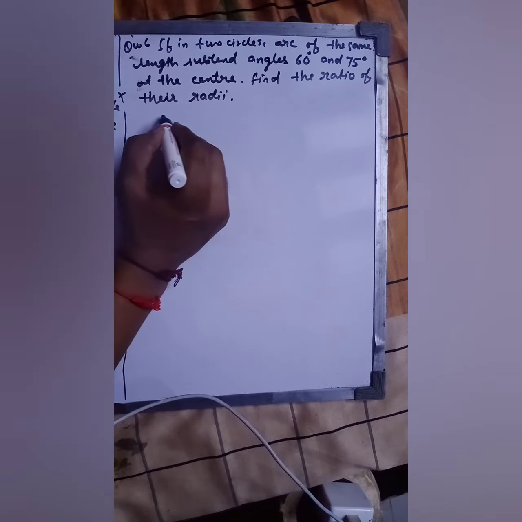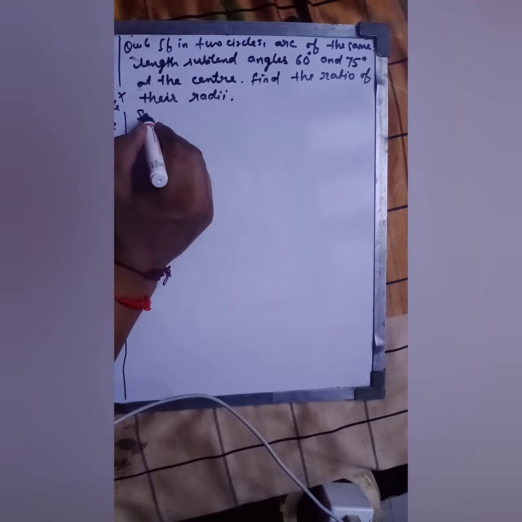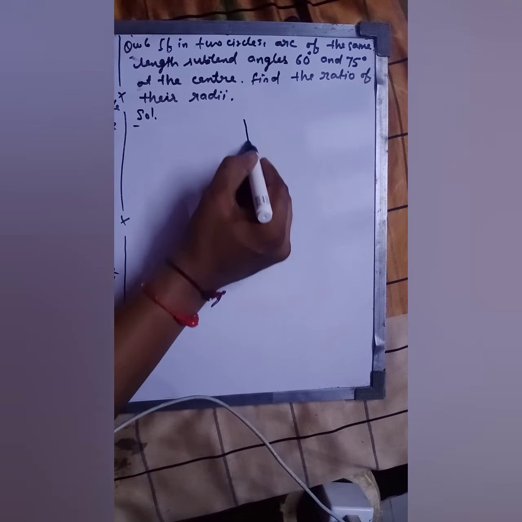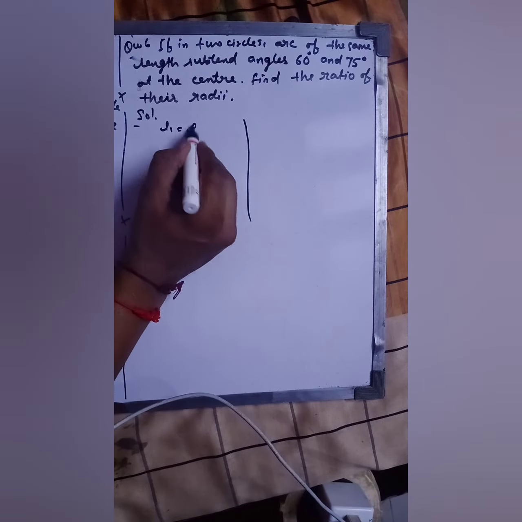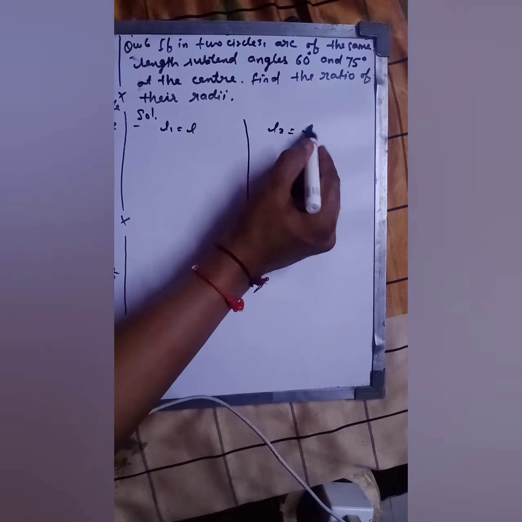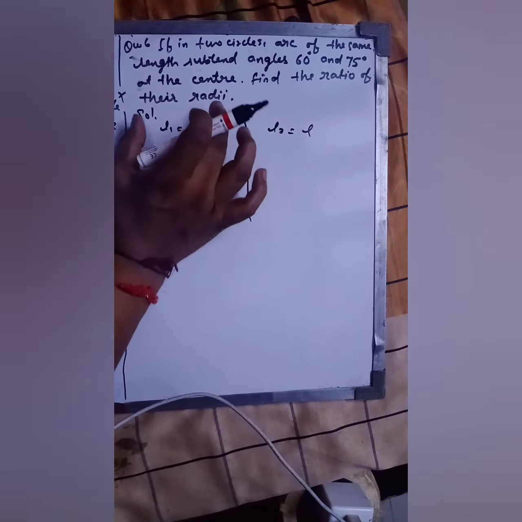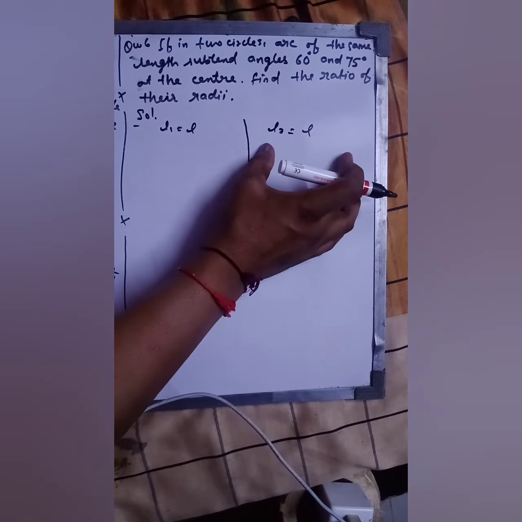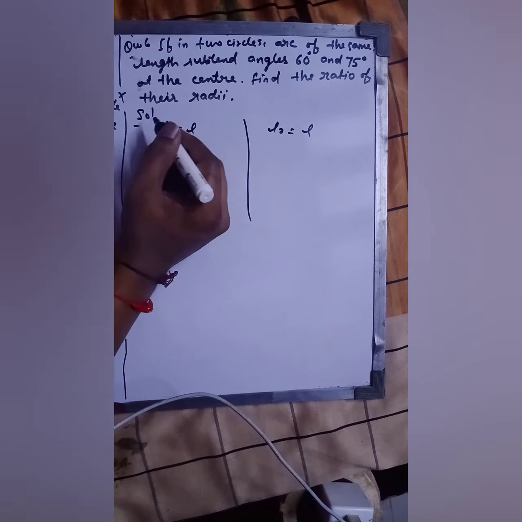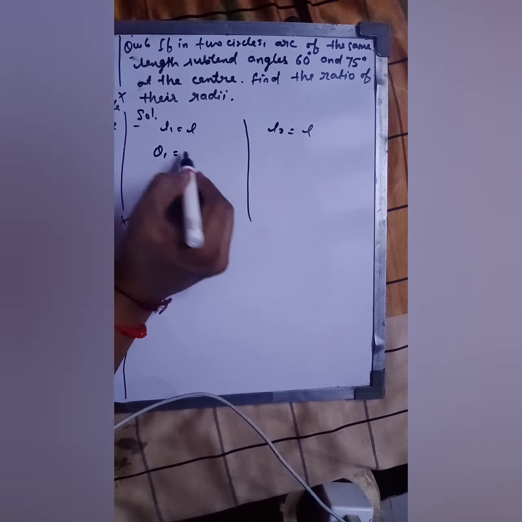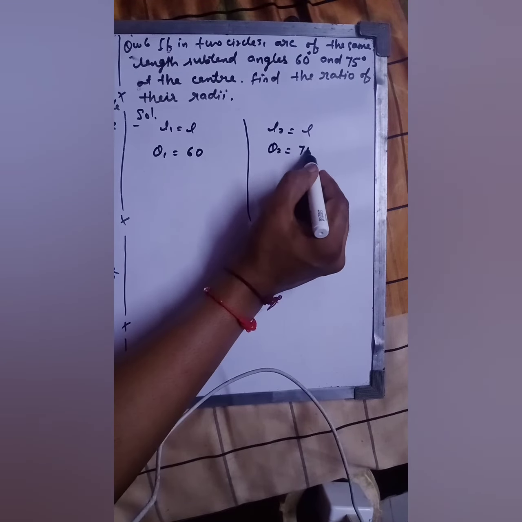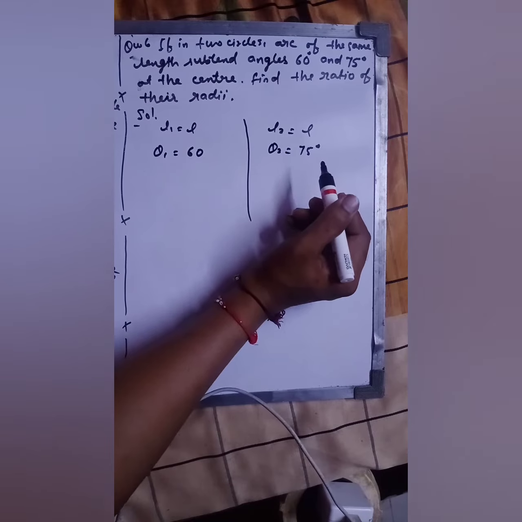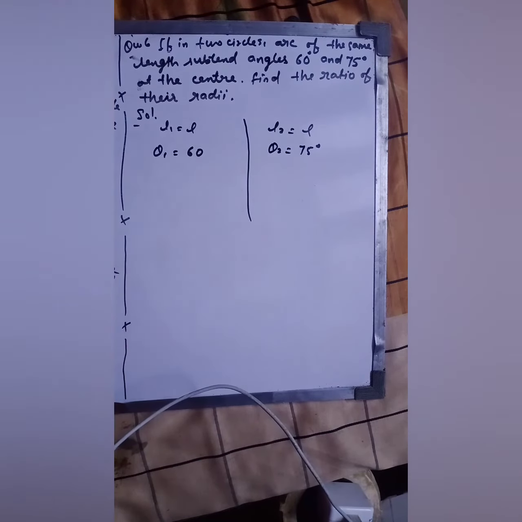So here is the solution. So I'm dividing this part. Here your L1 is L, and similarly your L2 is also L. Here I'm taking the value of circle 1, and here I'm taking the value of circle 2. Fine. Here theta is given, theta 1, that is 60 degree, and here theta 2, that is 75 degree. So you will have to find the ratio of their radii.